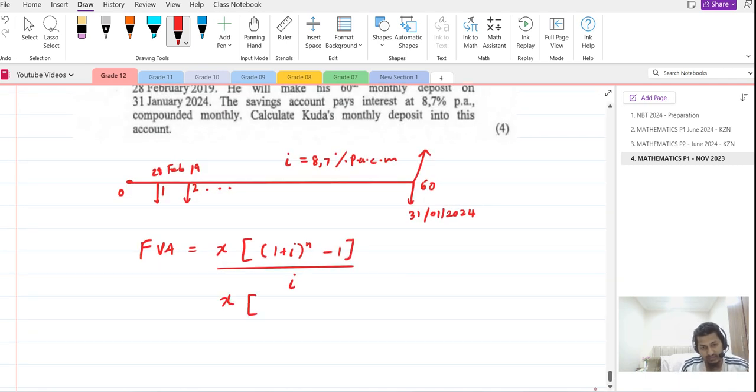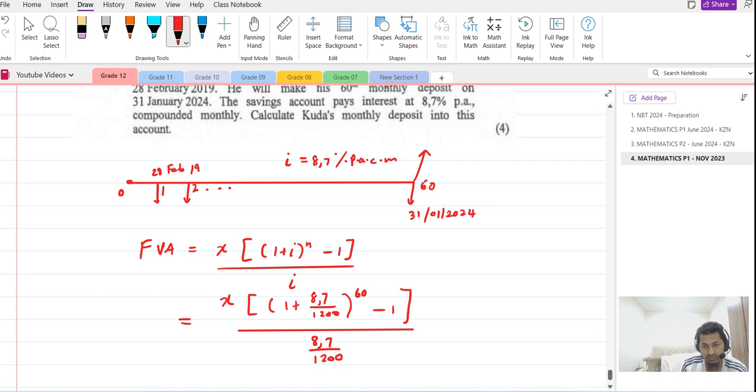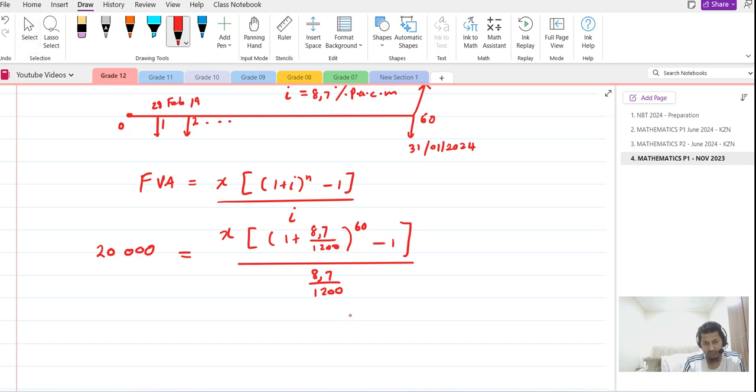We've got 1 plus 8.7 over 1200 to the power 60, right, because there are 60 months, minus 1, divided by 8.7 over 1200, and that is now equal to 20,000, because he wants to buy the laptop for 20,000. Calculate Kuda's monthly deposit into this account. Right, so now to calculate this, we're going to cross multiply these two and divide it by this.